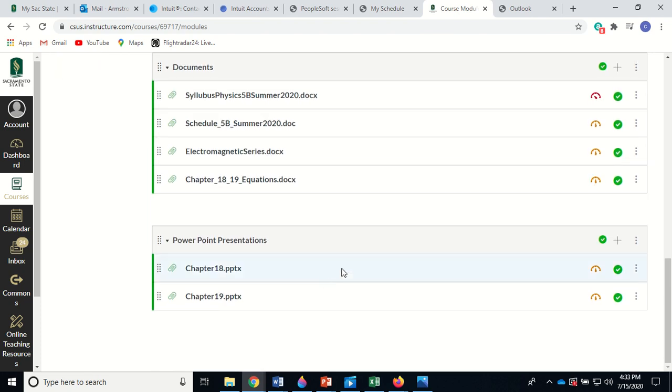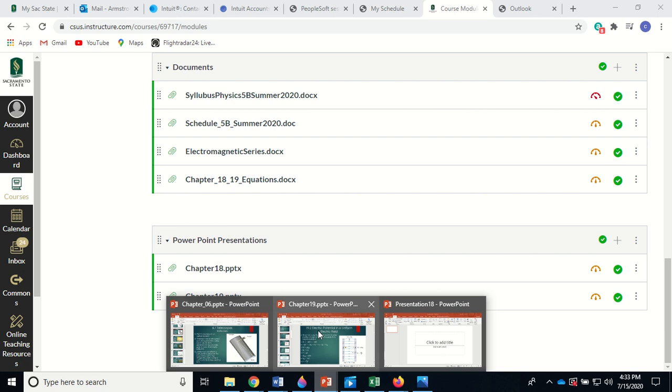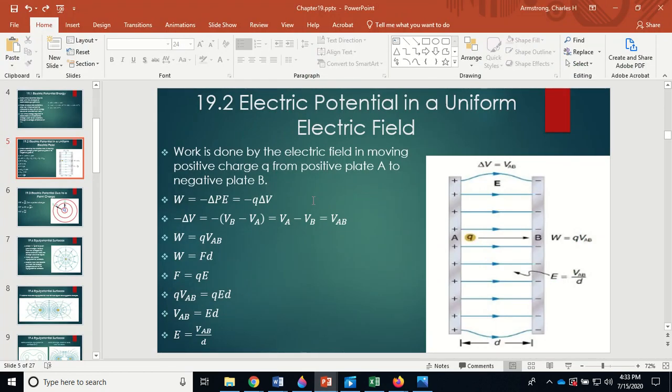Let's go over to the PowerPoint. Now I believe this is where we left off last time. We had parallel plates. We had a charge we stuck in there, and if it's a plus charge, it's going to feel a force in that direction. We talked about the work we had to do, and the energy we would have in the electric field, and so on.